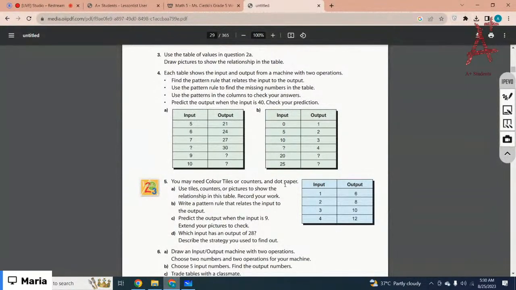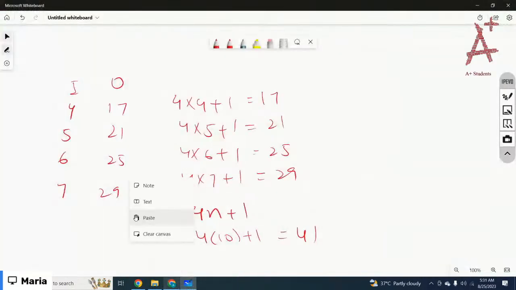Each table shows the input and output from a machine with two operations. Find the pattern rules that relate the input and output. 5 and 21. Let me make a table on the board. 5, 6, 7, missing number.